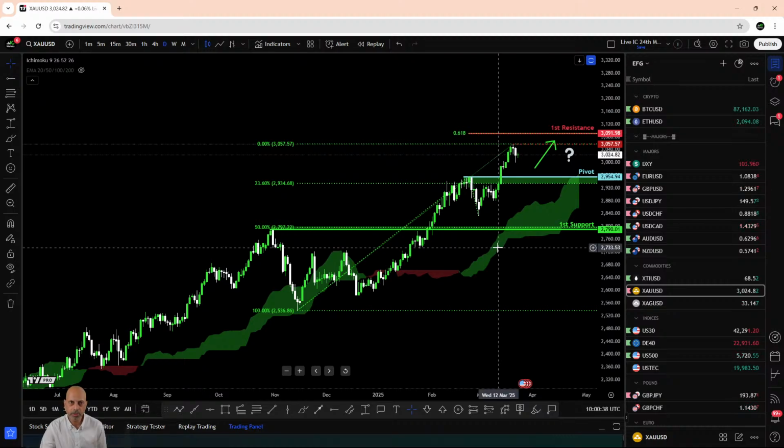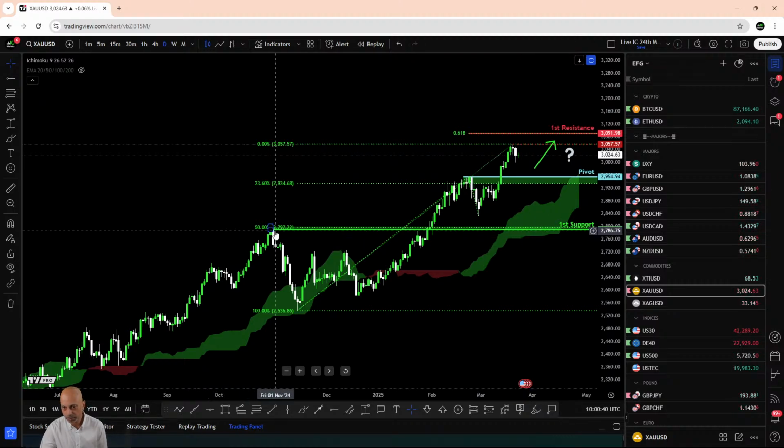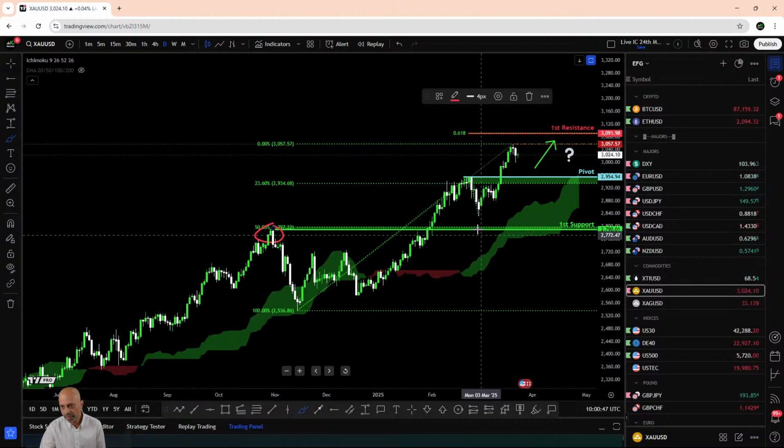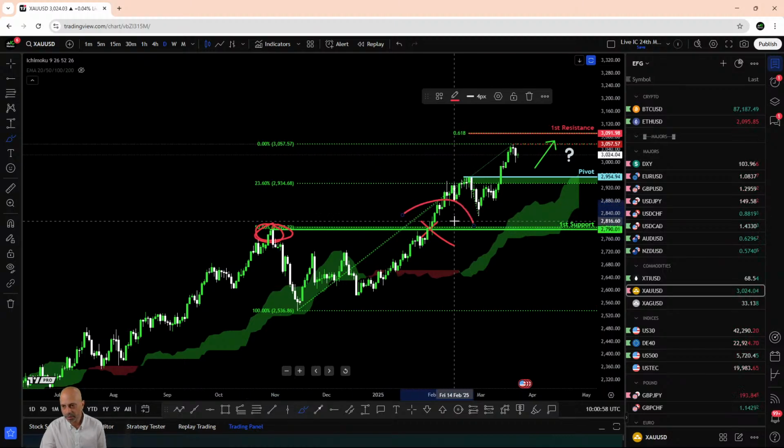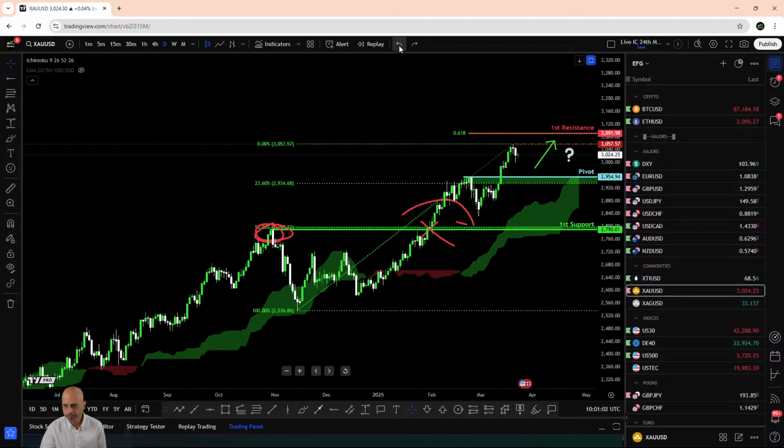First support at $2,790 per ounce is a pullback level. This level previously functioned as a significant swing high resistance back in October of 2024, and it finally got taken out at the beginning of Feb. So it took slightly over 2 months before breaking higher. So what was previously a swing high resistance can now potentially function as a pullback. And that's how the first support has been identified.